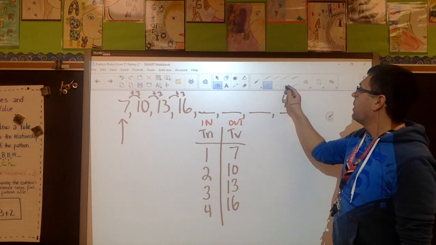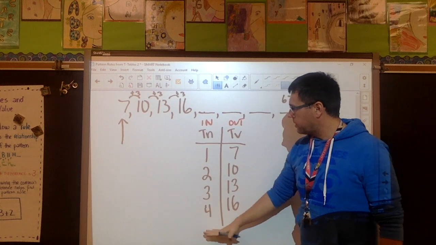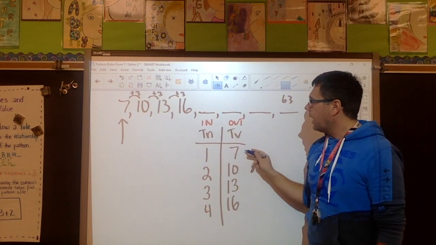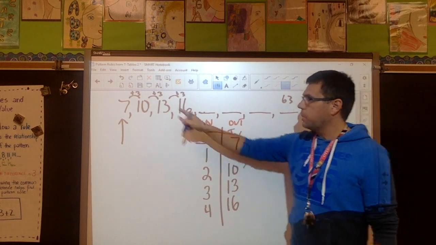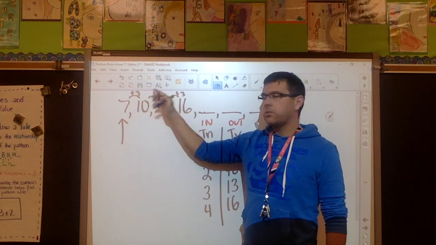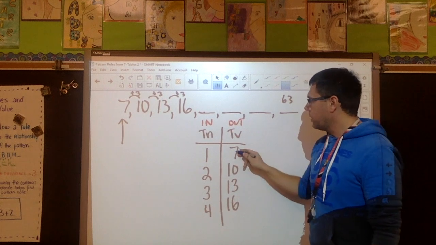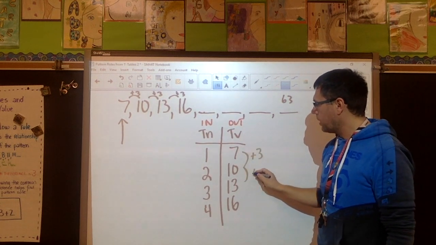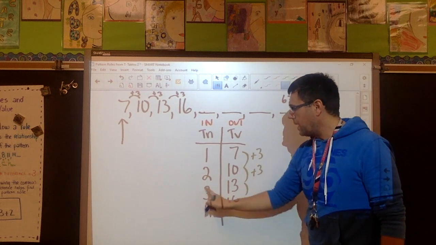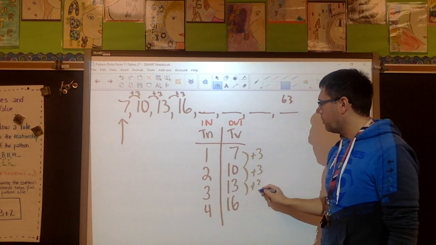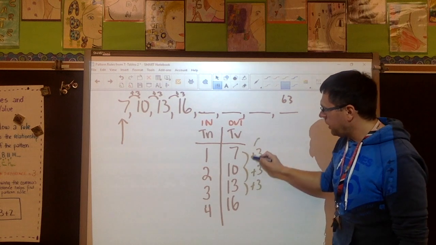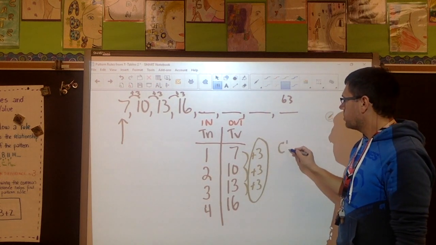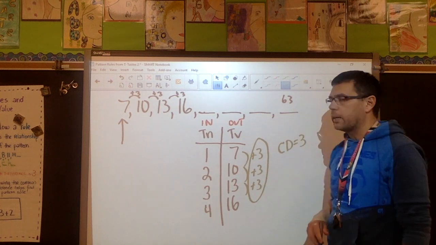Now, after I've set up my T-table, or my in and out table, I'm going to look for the common difference, which we've already done up here. This one's pretty simple because you can see it immediately. You can tell that this pattern is increasing, and it's going up by 3. Every time I add the next number, it's always going up by 3. So we call this, because it's always going up by the same amount, the common difference. So the common difference in this case is 3.